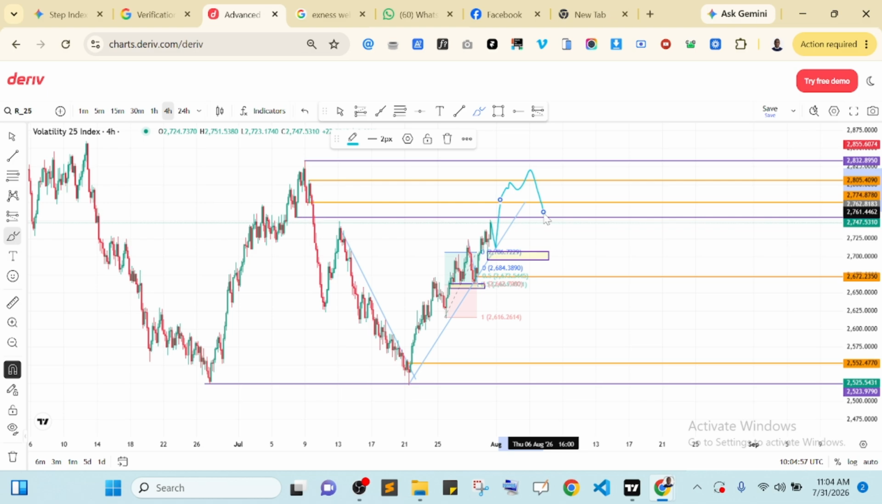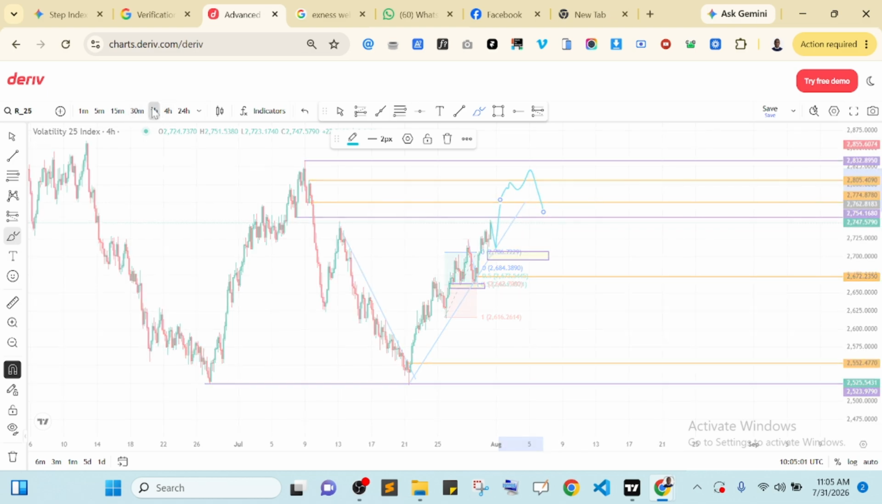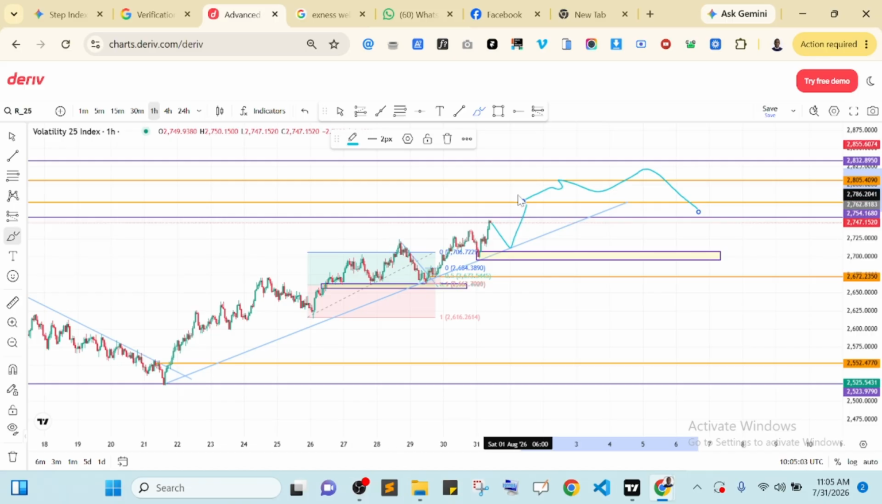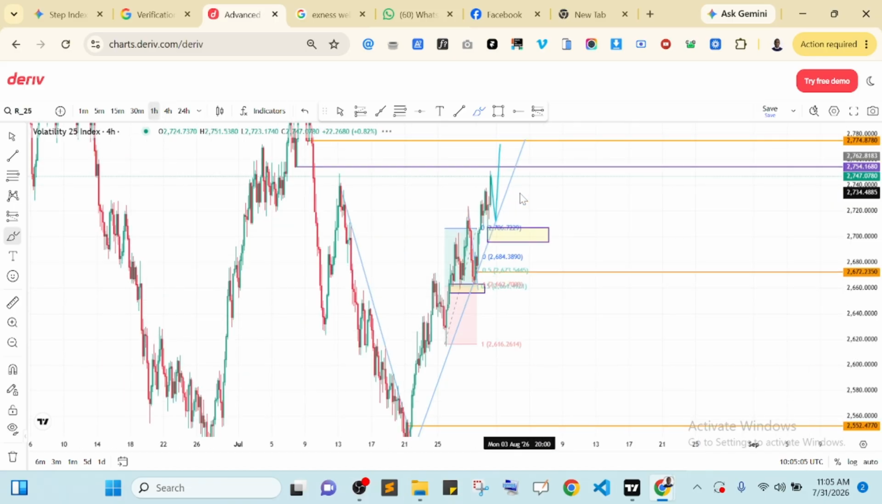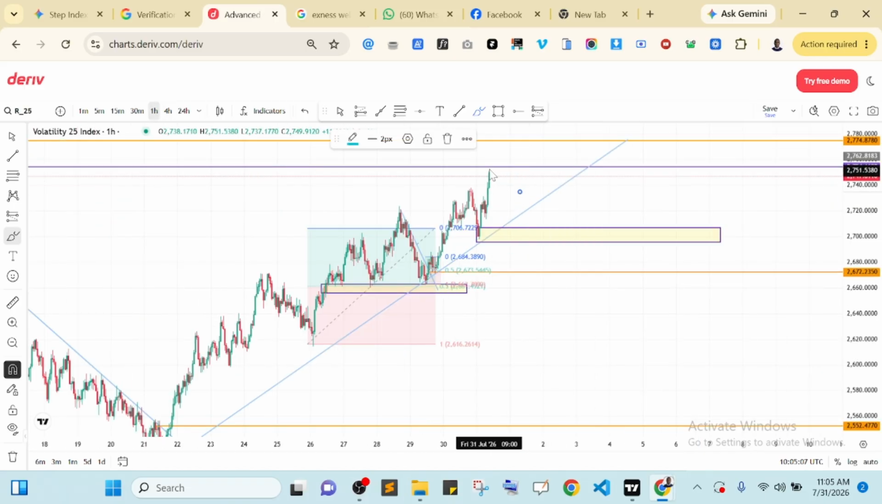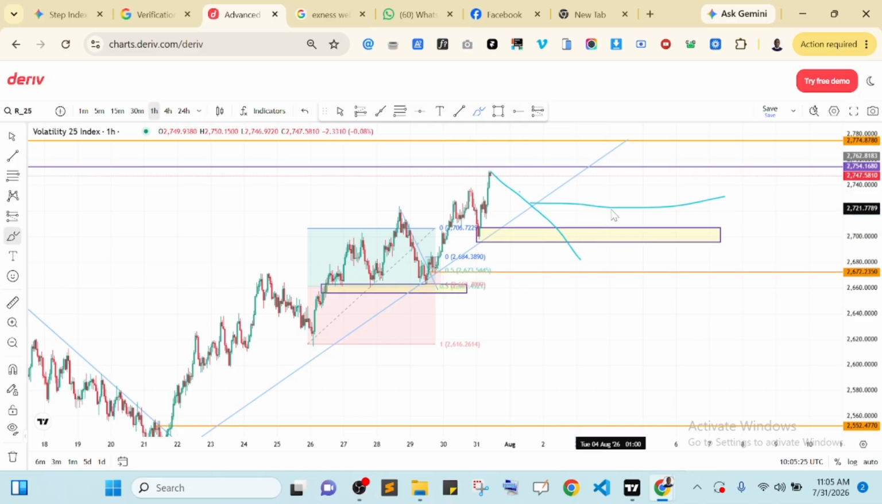And in order for me to sell, this is what I will just look out for. I will wait for when the price will break this level, right? Either on 15 minutes or 1 hour. When it breaks this level, I will just allow the market to reverse. Then I will enter the market. See, it's not hard.